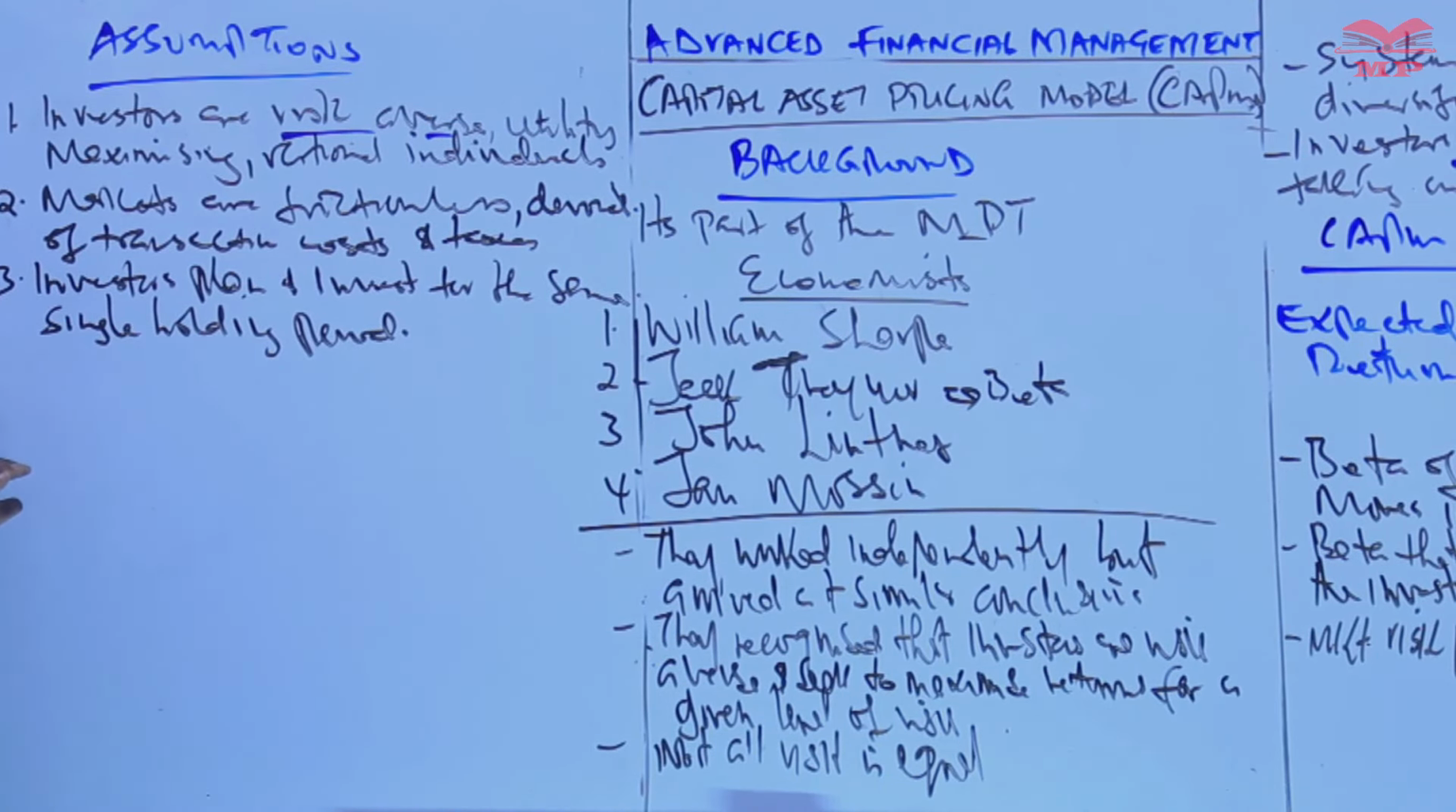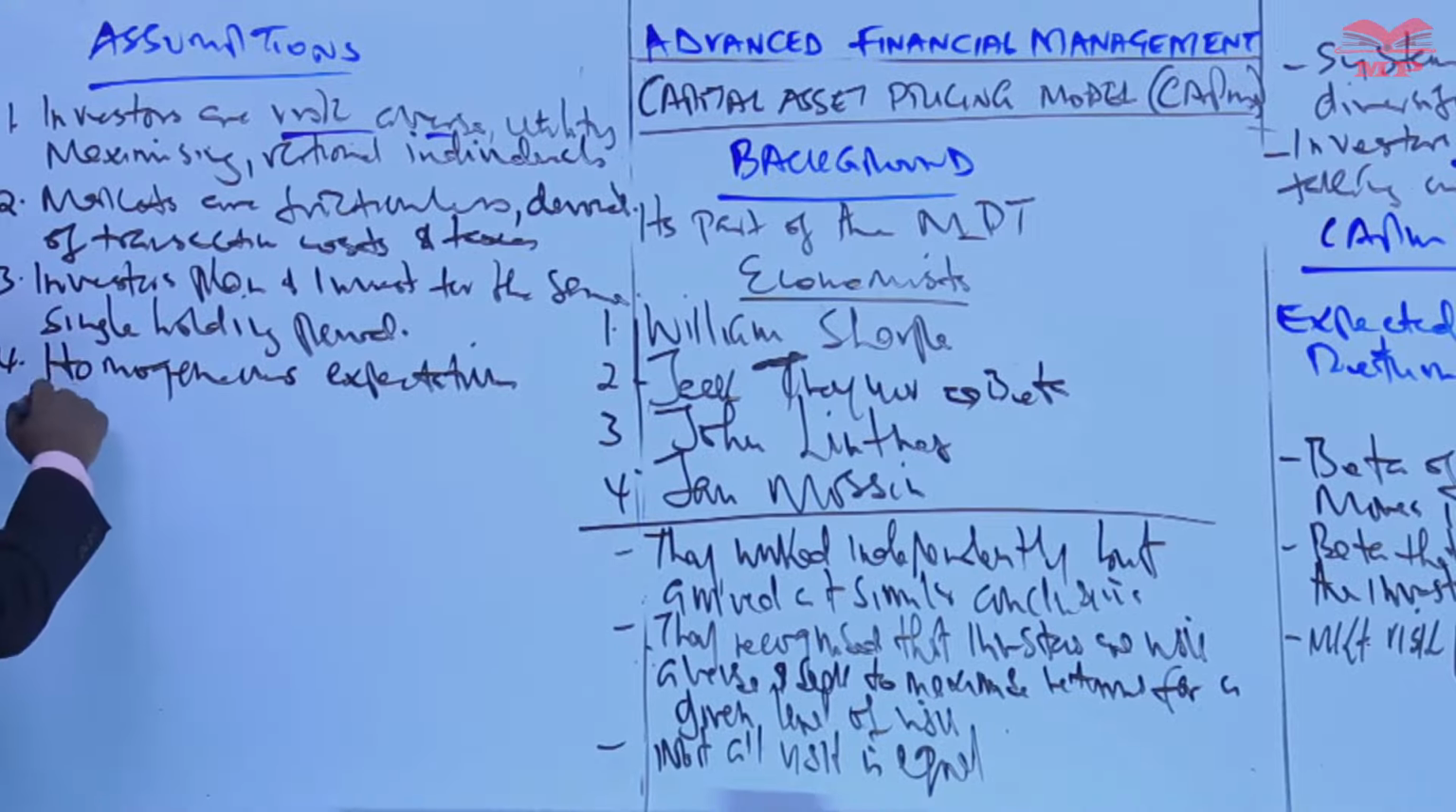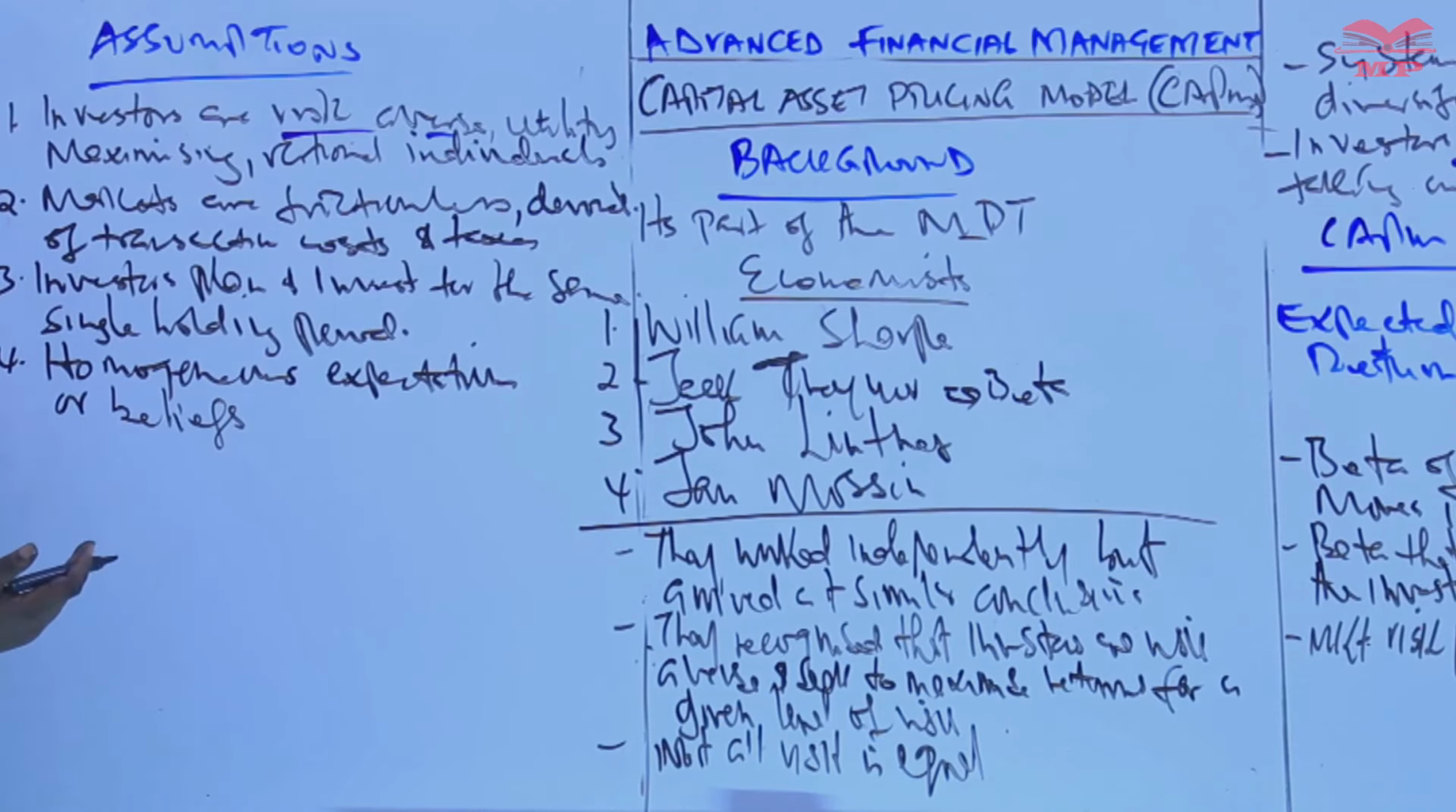For homogeneous expectations, all investors have homogeneous expectations or beliefs. That is an assumption. All investors have the same expectations about future returns. They have the same expectations about the risks of securities.